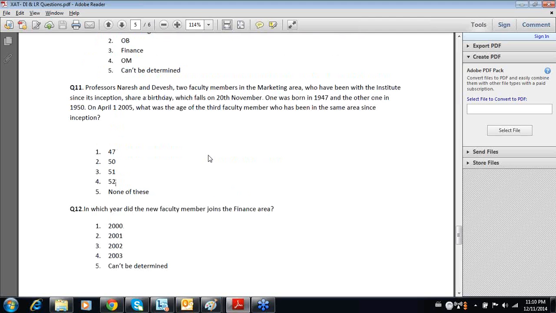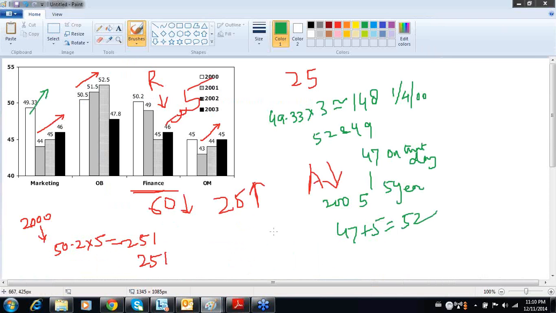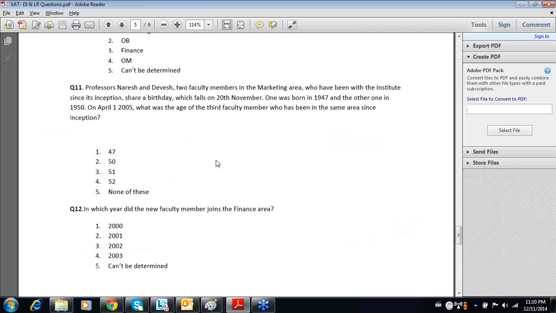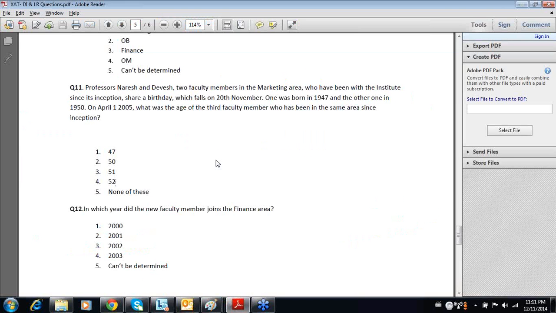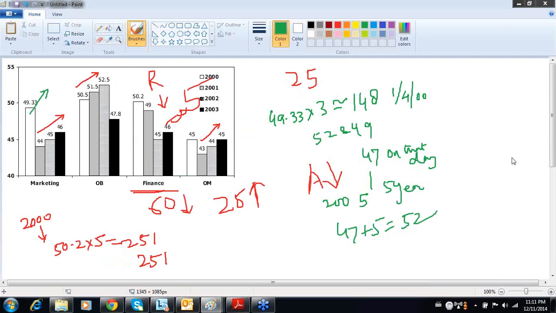Everybody clear with this, or let me explain once again? Okay, let me explain once again. What is the question? The question is that there are 3 persons in the marketing area. The ages of 2 people in the marketing area are given: one is born in 47 and the other in 50. So their ages are 52 and 49.